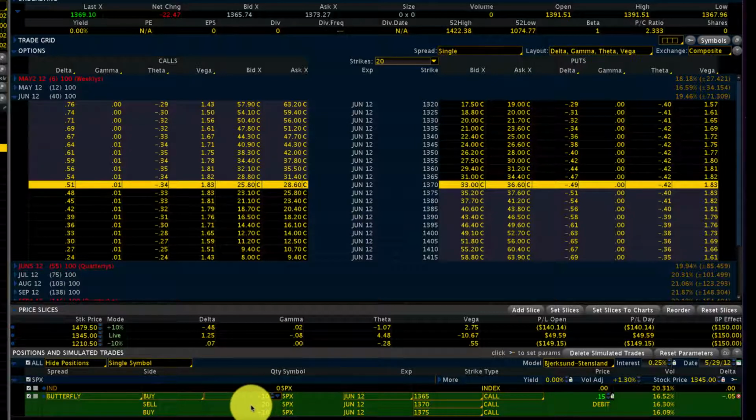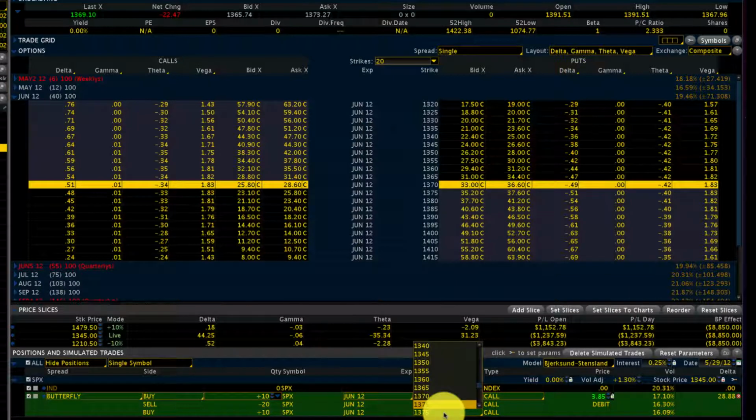So the system automatically puts 20. We're going to sell the 20 contracts of the 1370 call. We're going to buy 10 of the 1365 and 10 of the 1375. So this is a butterfly. And if you look at the debit on this, the debit is only 15 cents. So for a spread of this many contracts, your margin is only $150, and that's the maximum you can lose on this trade. So let's actually increase the spread a little bit.